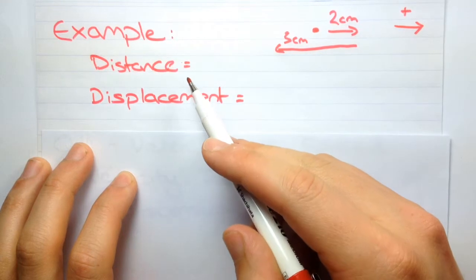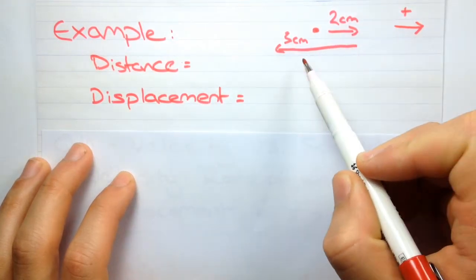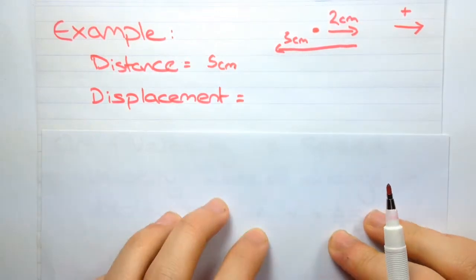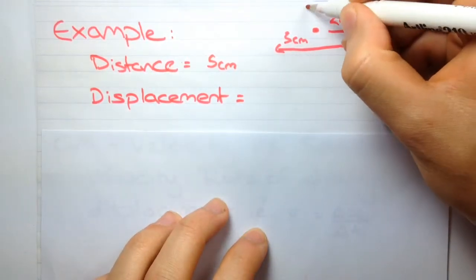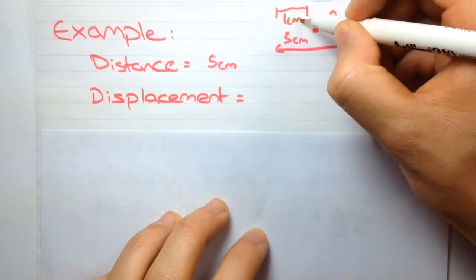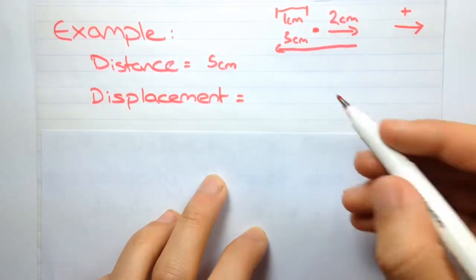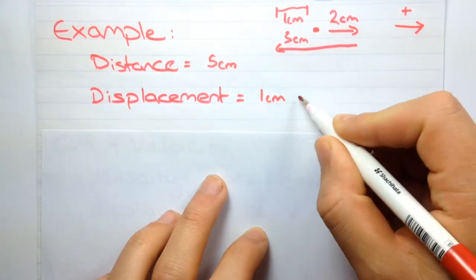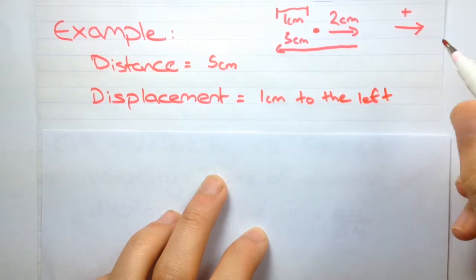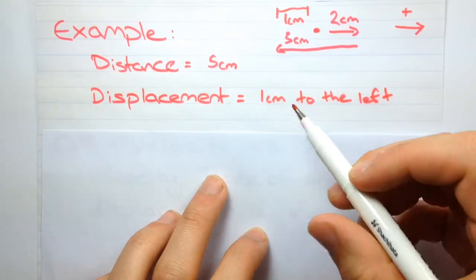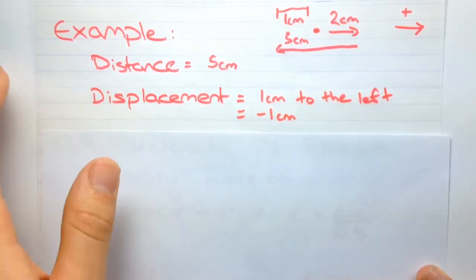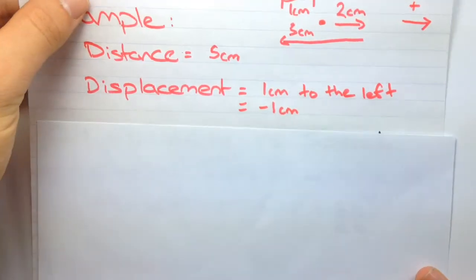So the distance is quite obvious. It's moved 2 centimeters and 3 centimeters. It's moved a total of 5 centimeters. Its displacement, its final position, is in fact just 1 centimeter from its starting point. The way we write this is we say 1 centimeter to the left, or as we defined to the right as positive, we actually write this as minus 1 centimeter. So that's displacement and distance.